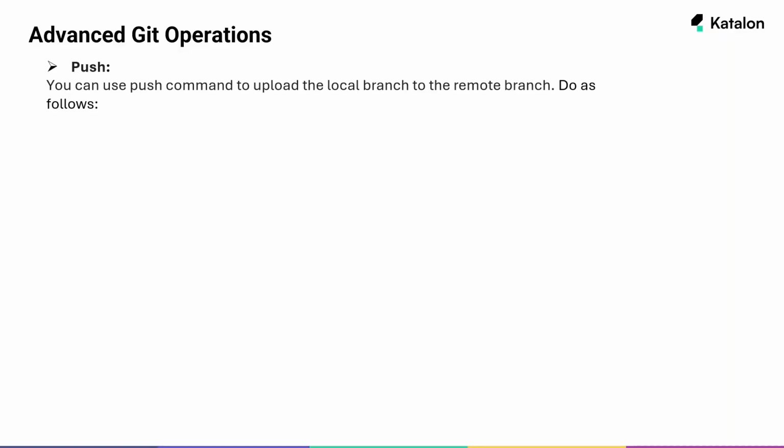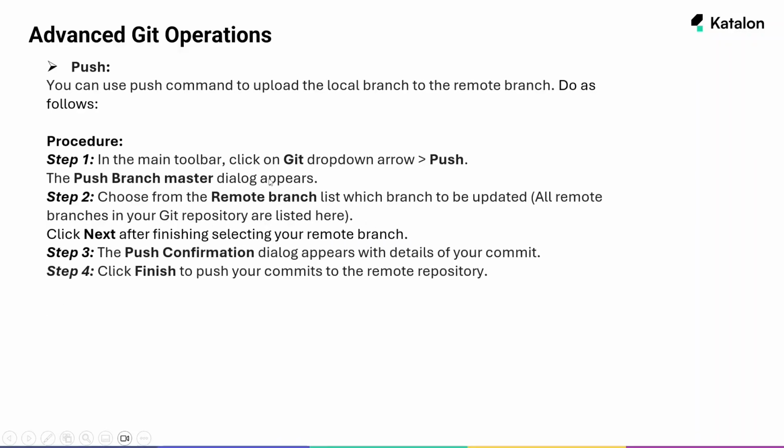So now push. You can use the push command to upload the local branch to the remote branch. We need to follow the below steps. In the main toolbar, click on the Git drop down arrow and push. The push branch master dialog appears.